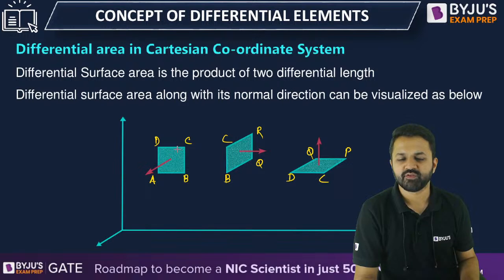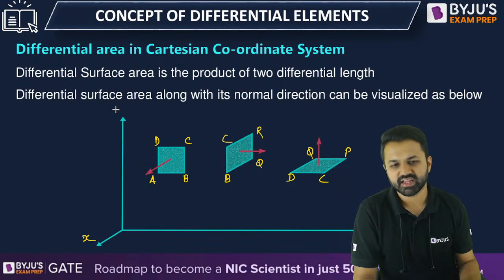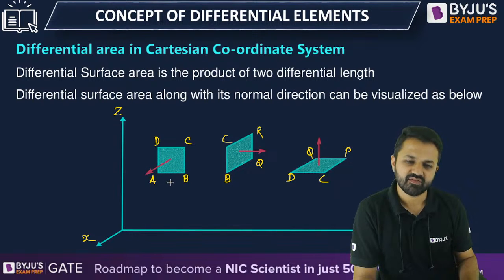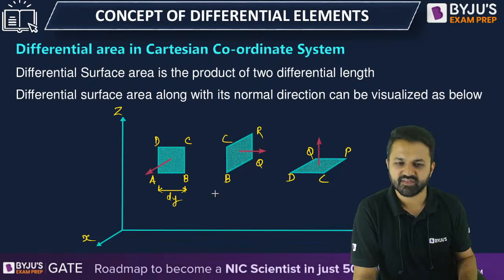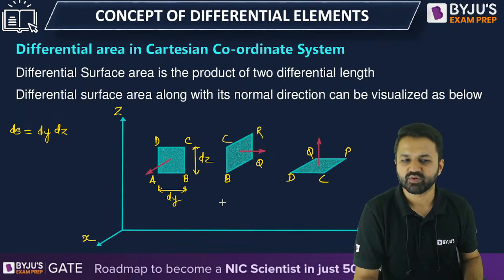So in the cuboid, if you take this particular surface in the differential volume, then this AB is in the direction of Y, so you will write it as dy. And this BC is in the direction of Z, so it is dz. Now, if you want to write the area, how will you write it? Because this is looking like a rectangle, the rectangle has the area dy into dz.